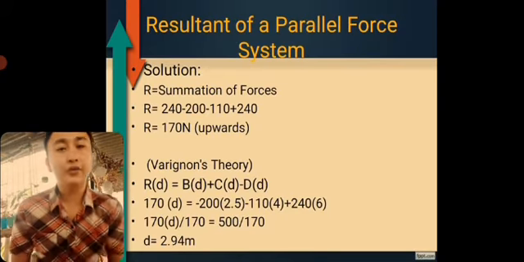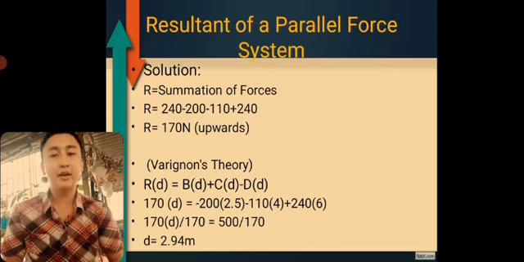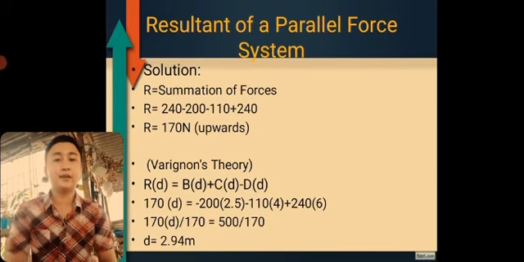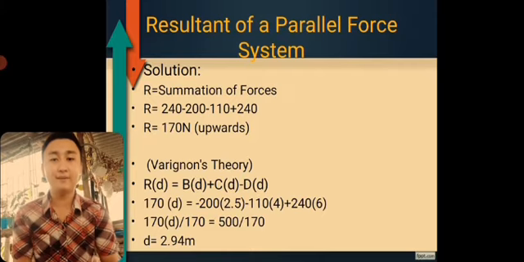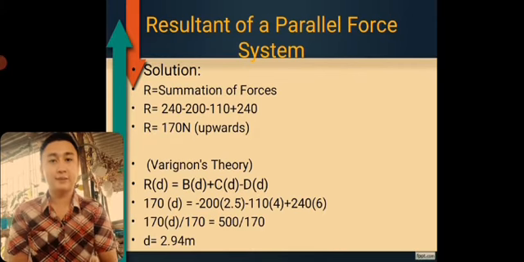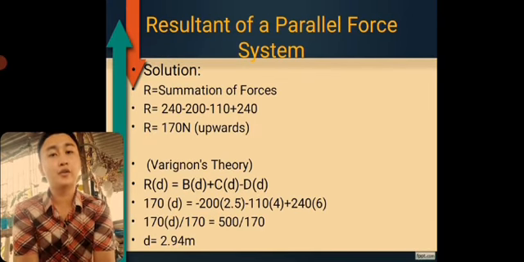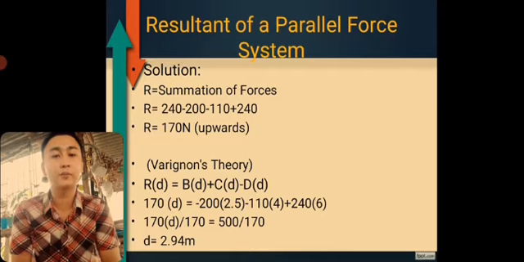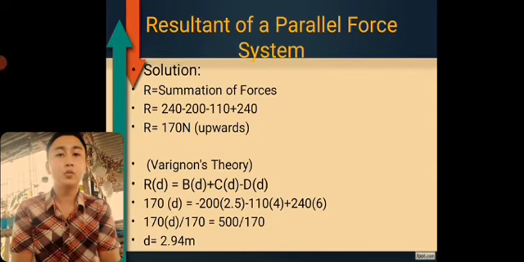And now for the solution. Again, let us assume that if the force was applied upwards, then it is positive, and if the force was applied downwards, then it is negative. R is equal to the summation of forces, which is equal to 240 because the force was applied upwards, so it is positive, minus 200 minus 100 plus 240.